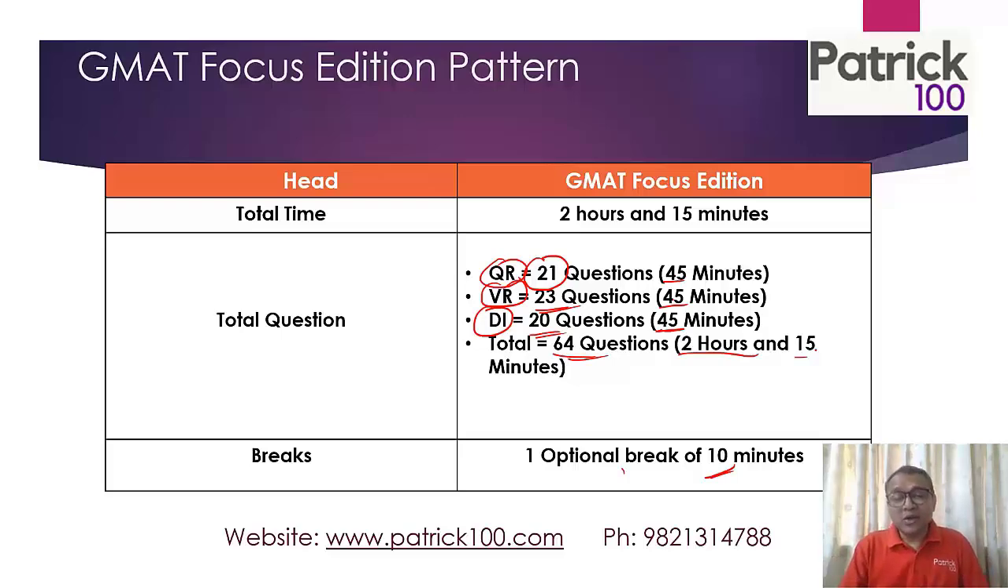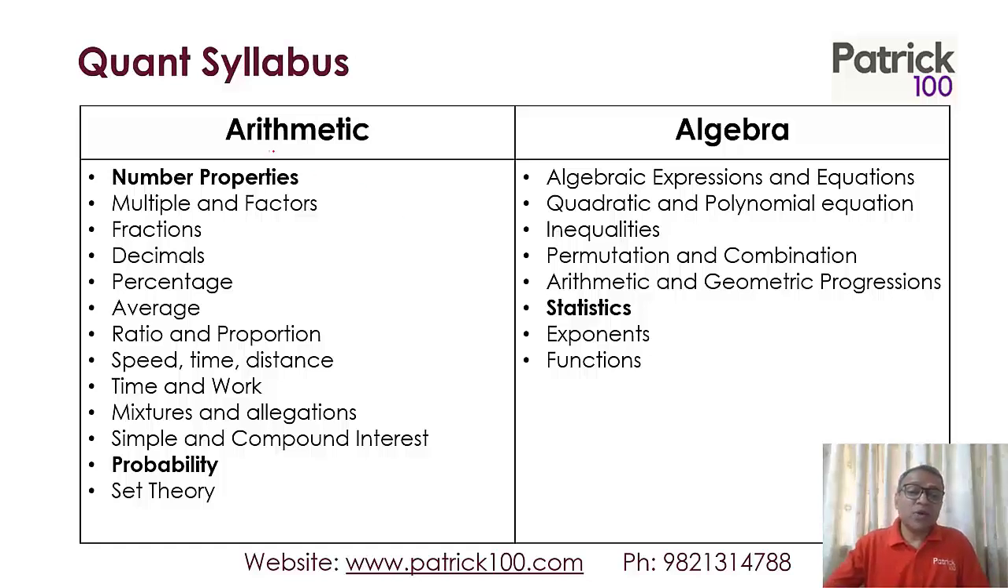Now, if you look at the QR section, the Quant section, it is basically broken up into arithmetic and algebra. No geometry. Geometry was removed, so now it's just arithmetic and algebra. So the main topics are number properties. Then your other topics: fractions, decimals, which are based on number properties, averages, ratio, proportion, time, speed, distance, all arithmetic topics. Time and work, mixtures and allocations, interest, and probability are there.